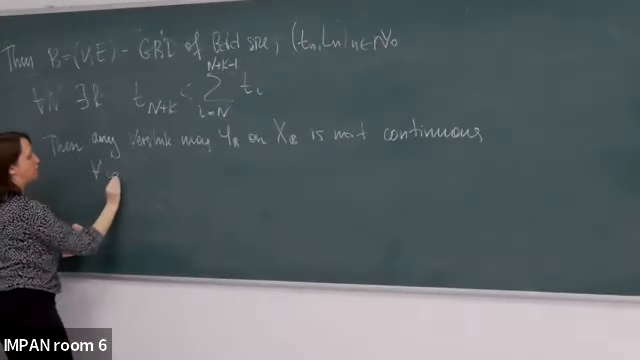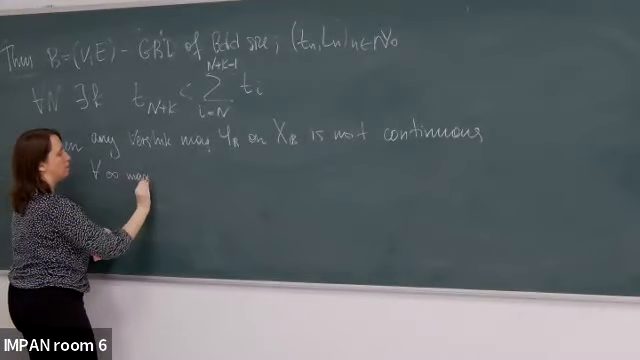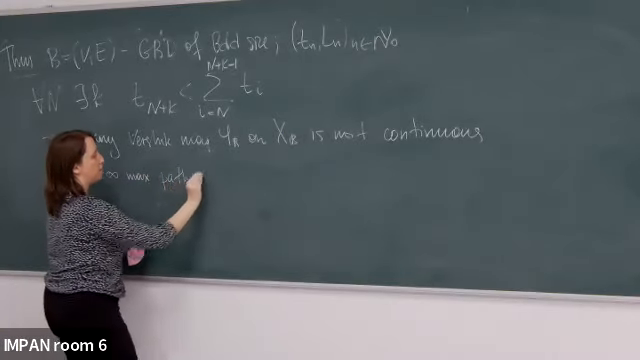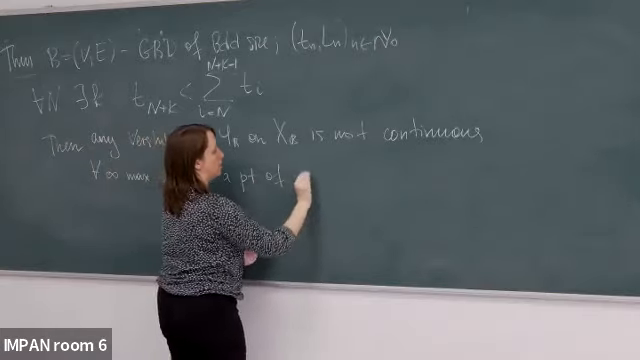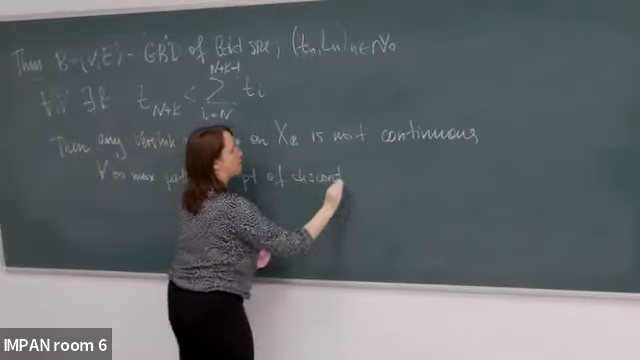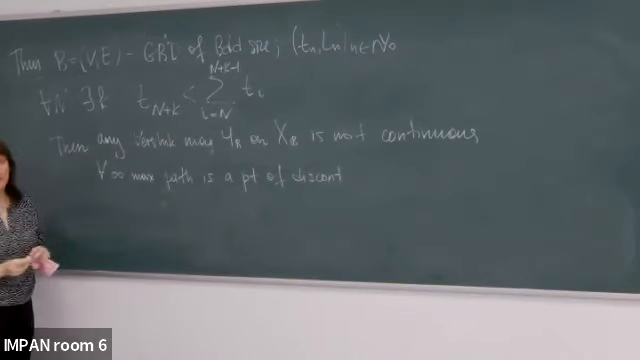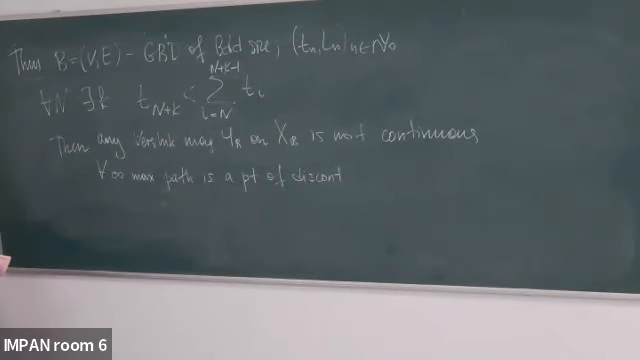Every infinite path is a point of discontinuity. Is this in the right direction? T_{n+k} less than, which means we don't grow much. Yes. So one would expect that it is rather continuous, but it's not.